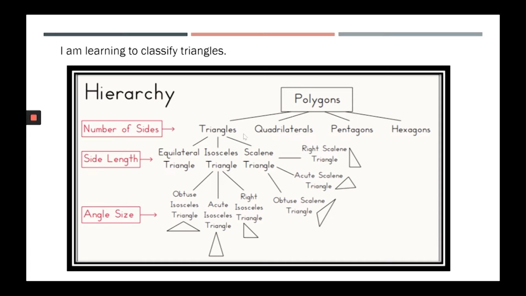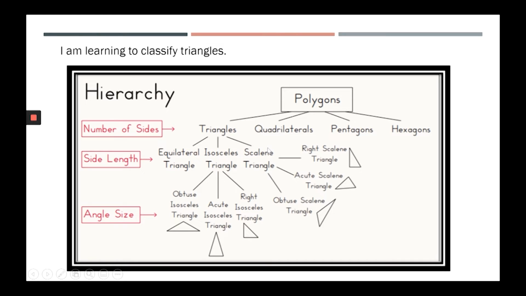Exactly, based on their angle size. Okay, so within that category, we have obtuse isosceles triangles. 2 sides are the same, and it has that obtuse, greater than 90 degrees angle. And then acute isosceles triangles, it has that acute, less than 90-degree angle with 2 sides the same. And then a right isosceles triangle, it has that exactly 90-degree angle with 2 sides the same.